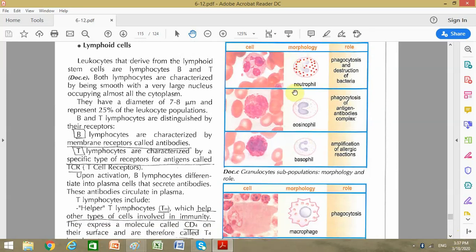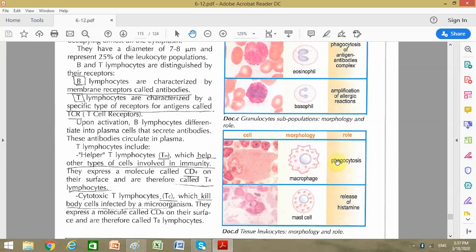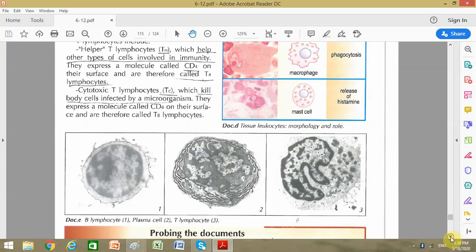Granulocytes are the cells that have granules in their cytoplasm, and they have a multilobed nucleus. The monocytes transform into macrophages and perform phagocytosis, and this will be discussed later on. And lymphocytes, where we have two types of lymphocytes: the B cells, which produce antibodies, and the T cells, which are either T cytotoxic or T helpers.